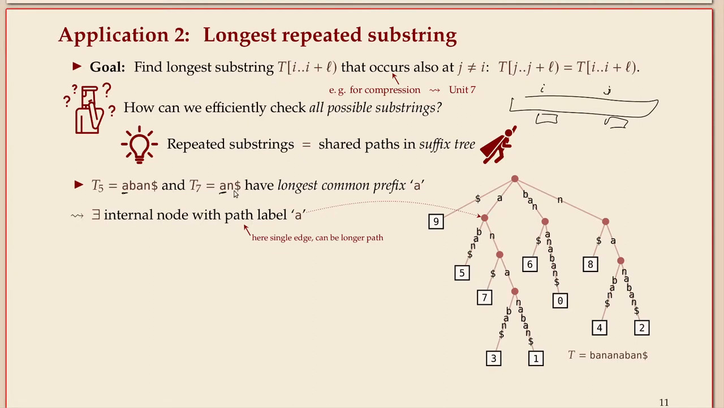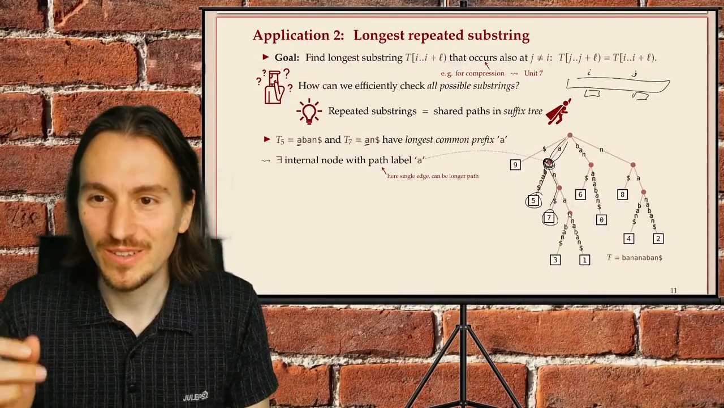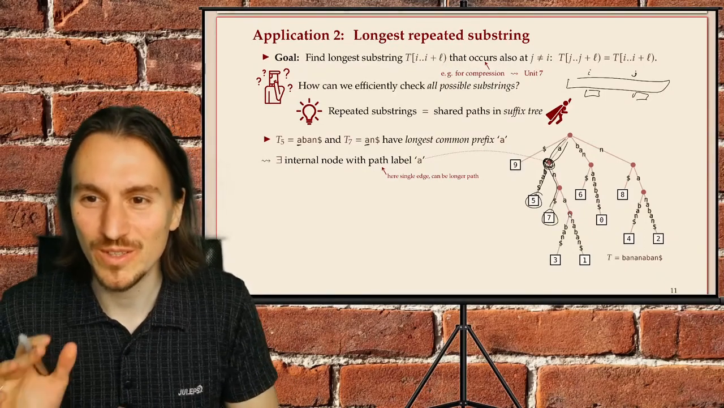Now, how is that reflected in the tree? If you take the two suffixes, they correspond to these leaves, then their paths from the root actually go via here and then here. So they split at this point. And this is exactly an internal node that corresponds to the shared common prefix. Okay. It's a single edge and a single letter here, but in principle, it could be a longer example. If you take 3 and 1, then they would share Anna all the way down here, and you would have a longer path to the lowest common ancestor. Okay, so this is in general true.